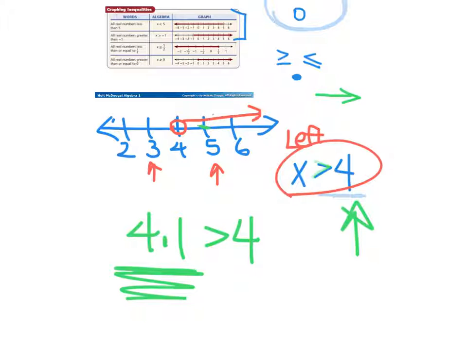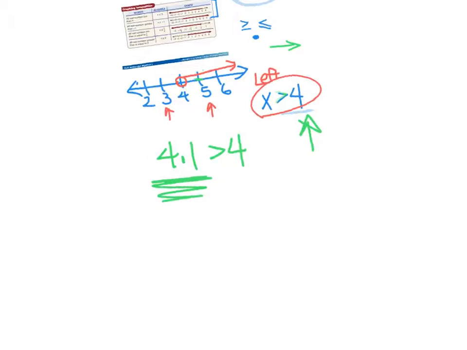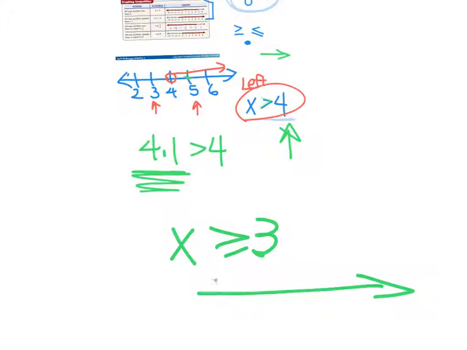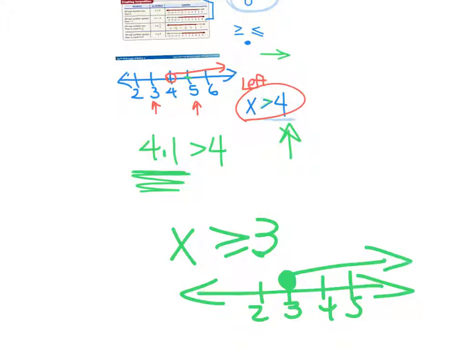Make sense? All right. Now, if it has the underline, let's say I have this inequality, x is greater than or equal to 3, then this would include 3, and that's why the circle is closed up. So if I put just some numbers here, put a closed circle on the 3, and again, show it going to the right.